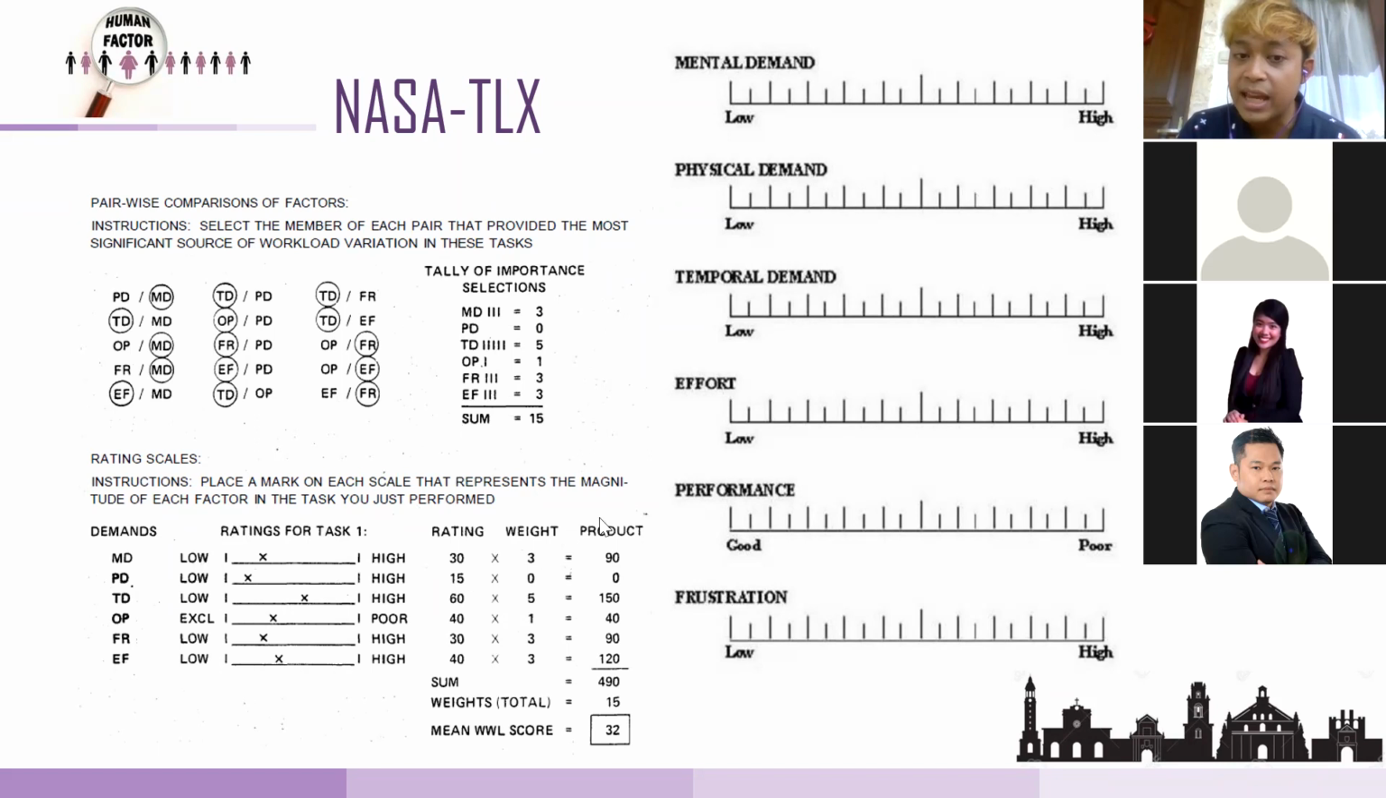Now after that they calculate the rating times the weighting. It will be exactly like AHP. You've learned AHP before, this is exactly like AHP. And you get the total value. Then you divide it by 15 pairs, and the mental workload is actually 32. So this is the way of measuring mental workload. For those who would like to do mental workload, you have to do this for 1 participant. 1 person, actually quite funny. For mental workload, you know what?